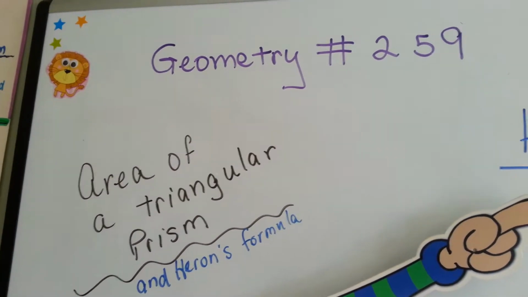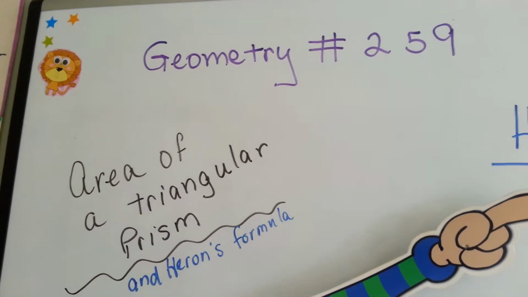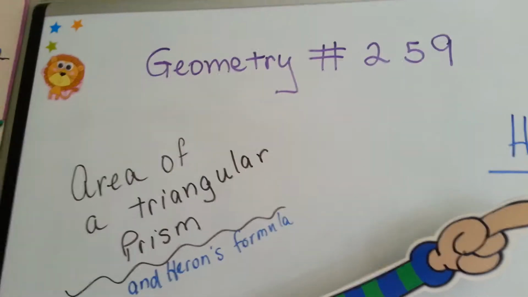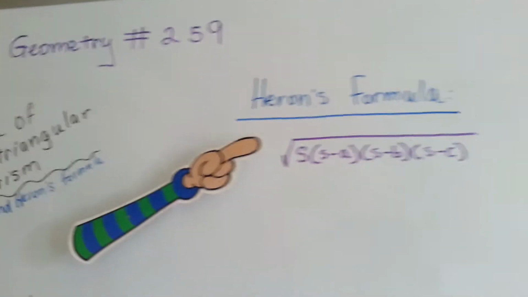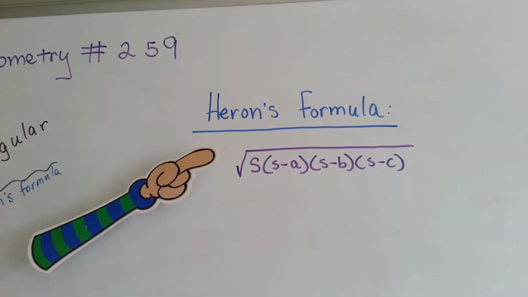Geometry 259, the area of a triangular prism. And we're going to use Heron's formula. Alright, so just so you know right away, that is Heron's formula. Okay?